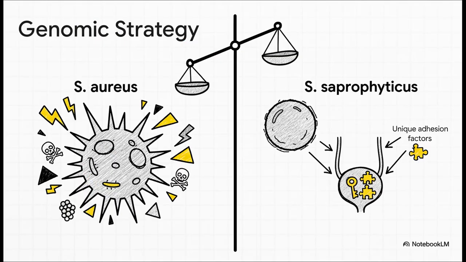Genomically, this organism has a really interesting evolutionary trait. It's coagulase-negative, which means it doesn't have that enzyme that clots blood plasma, a key weapon for its notorious cousin, Staphylococcus aureus. Instead of a huge arsenal of toxins, its genome is fine-tuned to be a urinary tract specialist. It's packed with genes for unique adhesion factors and a whole suite of transport systems that help it thrive in the, let's say, challenging environment of human urine.